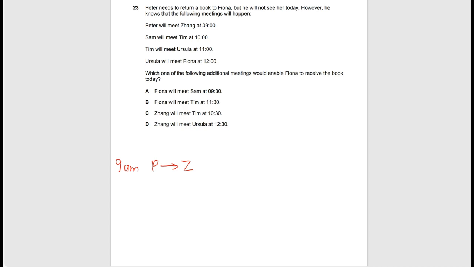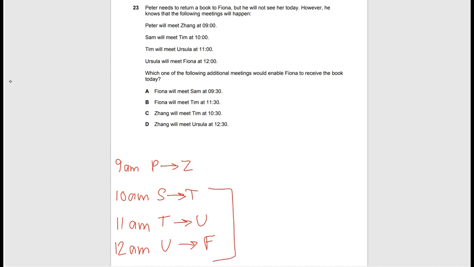Sam will meet Tim at 10. So at 10 AM, we know that Sam will meet Tim. Tim will meet Ursula at 11. Oh, I've written it wrong. That's right, U for Ursula, and 11. And Ursula will meet Fiona at 12. Perfect. So as you can see, we've got a very good pattern going. At least in this bit here, we can see that S meets T, and then T meets U, and then U meets F.